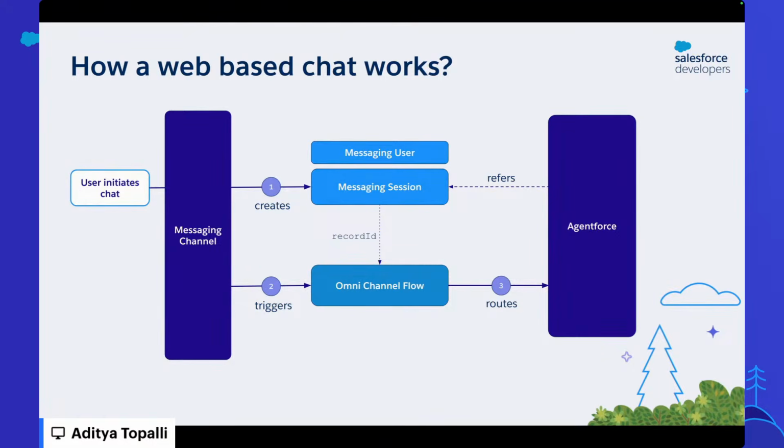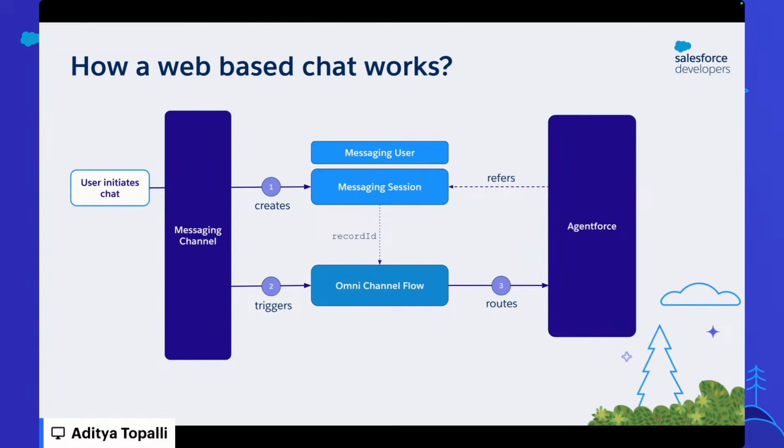And every messaging session is associated with a messaging user. A messaging user is different from a Salesforce user or an Experience Cloud user or whatever user it is. A messaging user is just another record that denotes who is the user that has initiated a particular messaging session. Now, once that messaging session is created, that record ID is sent to the omni-channel flow that gets triggered. Remember the omni-channel flow that I've shown you where it does the routing work and so on and so forth. One of the inputs that the omni-channel flow receives is the record ID of that particular messaging session. And that is how this session is routed to different people.